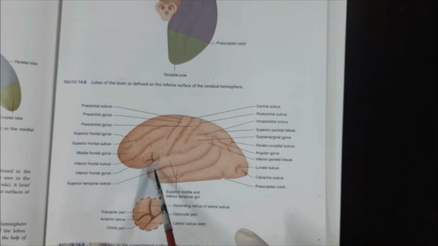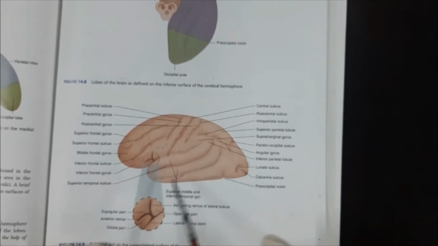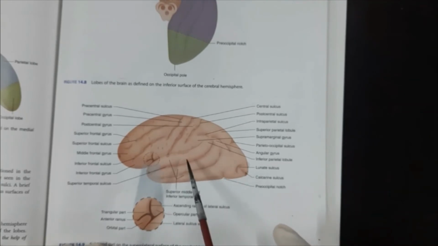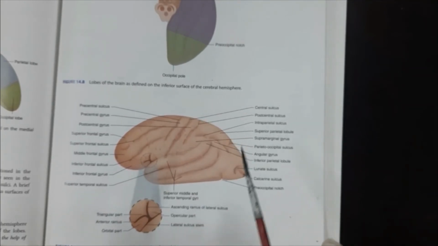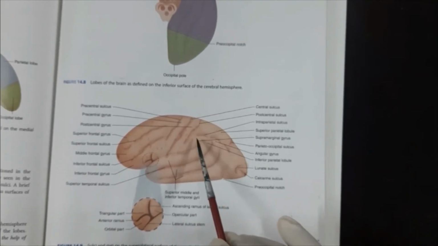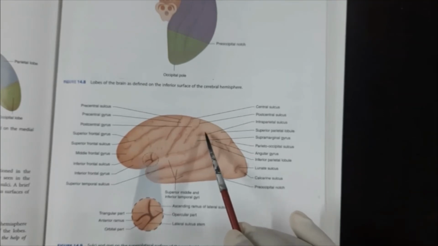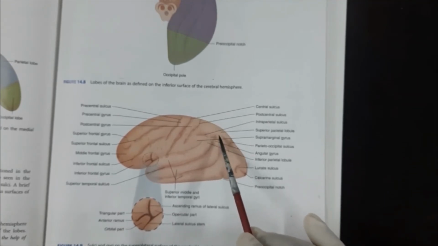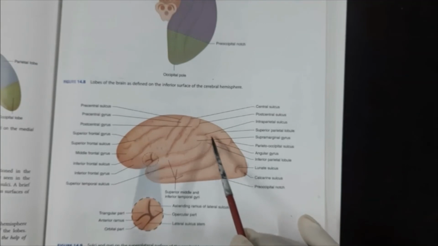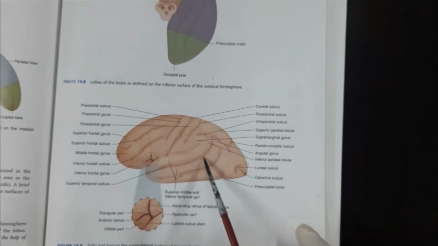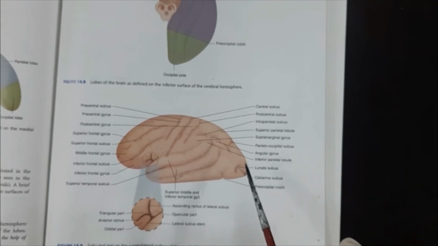Okay, now the temporal lobe. Here there are two sulci, the superior temporal sulcus and an inferior temporal sulcus, and it is divided into three gyri: superior, middle and inferior temporal gyri. Similarly, on the parietal lobe, there is a horizontal sulcus here, which is called the intraparietal sulcus, and the gyrus above this intraparietal sulcus is called the superior parietal lobule, and similarly there is an inferior parietal lobule.